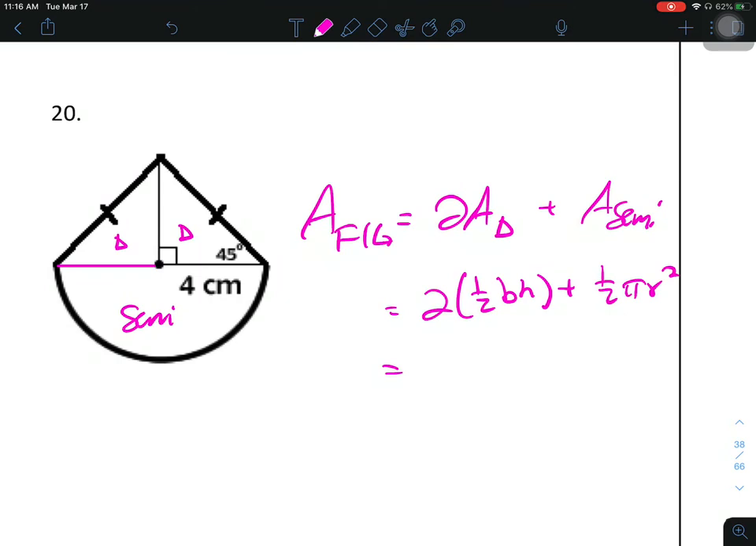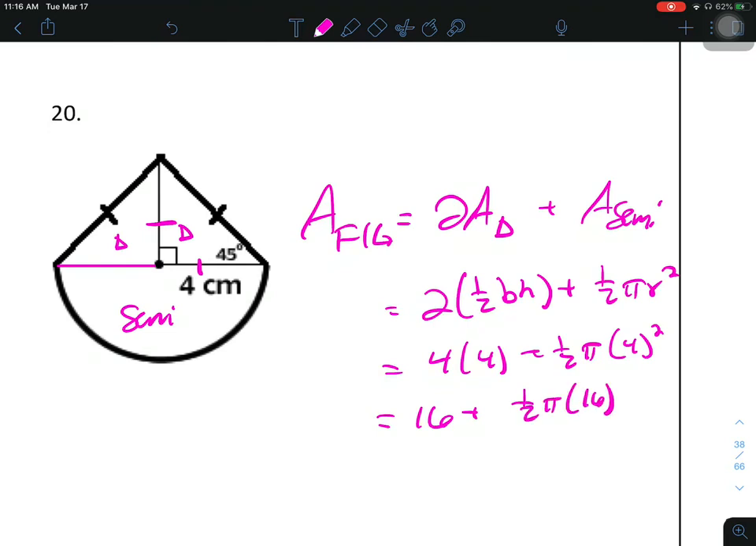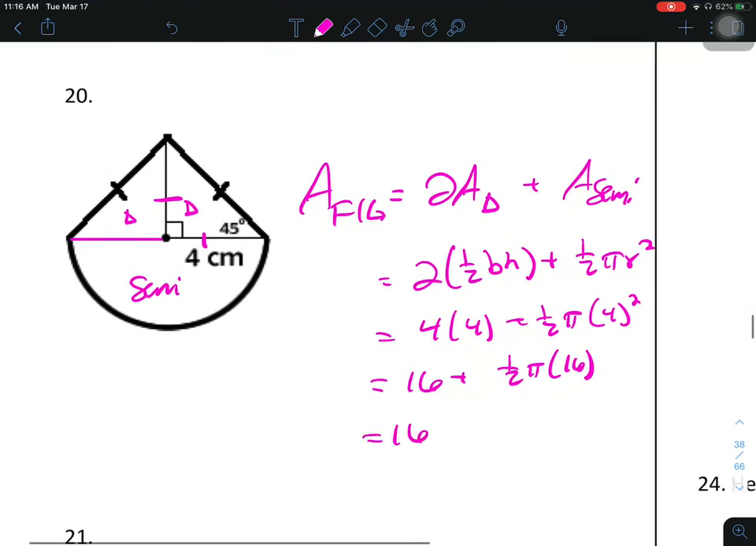This triangle is a 45, 45, 90, so that means it's isosceles, so the base and the height are both 4. That makes the radius of this 4. So I'm going to get 16 plus half pi times 16. That's going to give me 16 plus 8 pi, and the units are square centimeters.